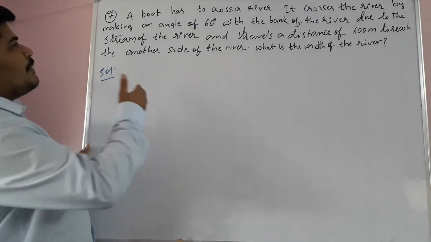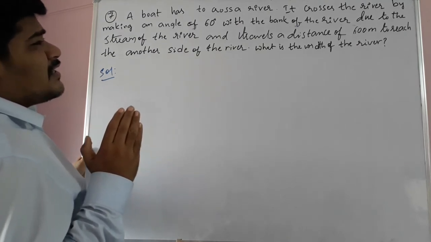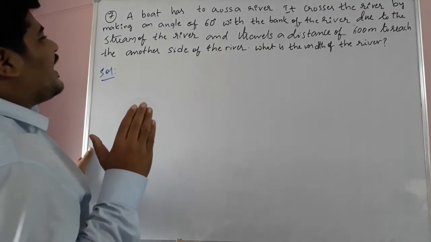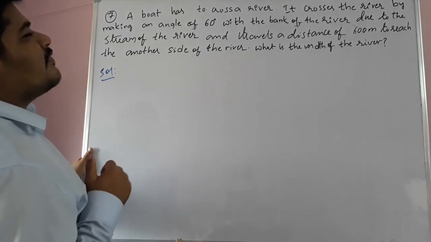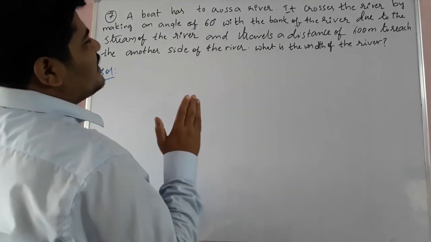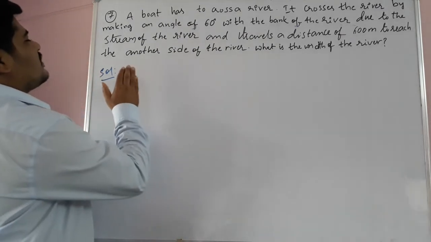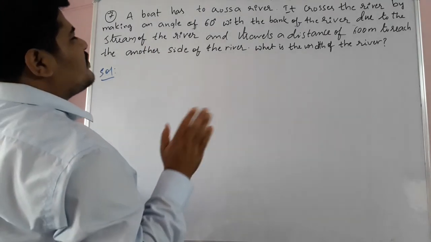Now let's see problem number 7. A boat has to cross a river. It crosses the river by making an angle of 60 degrees with the bank of the river due to the stream of the river, and travels a distance of 600 meters to reach the other side of the river. What is the width of the river?